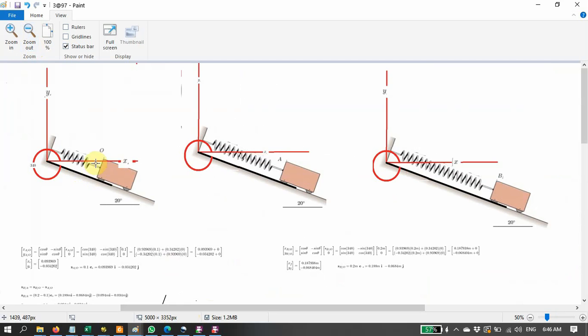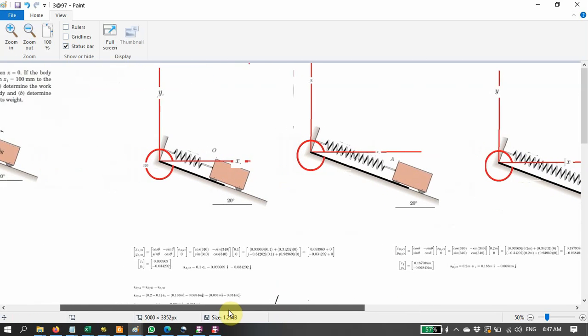So we have three positions here. The undeformed position, then the body at the initial state where the spring is stretched by 0.1 meters, and then we have the final kinematic state, where the spring is stretched by 0.2 meters. So we're going to look at the first kinematic state.